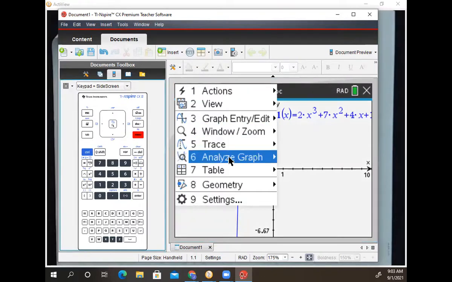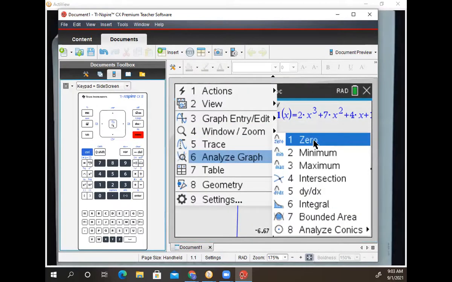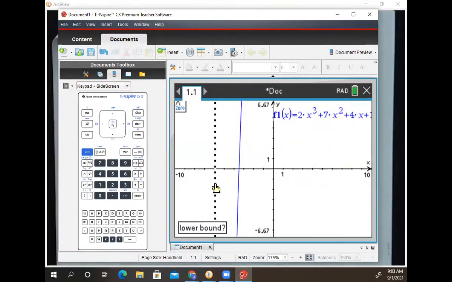I'm going to hit menu, analyze graph, and x-intercepts are called zeros on our calculator. So I'm going to select the 0 command, and then I want to, with this sort of dashed line, click on either side of my x-intercept. So I get an x-intercept at -3.5, -3.5.